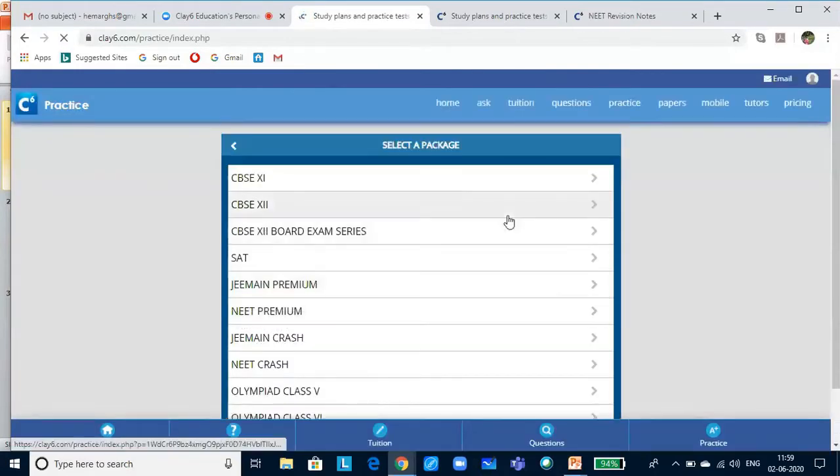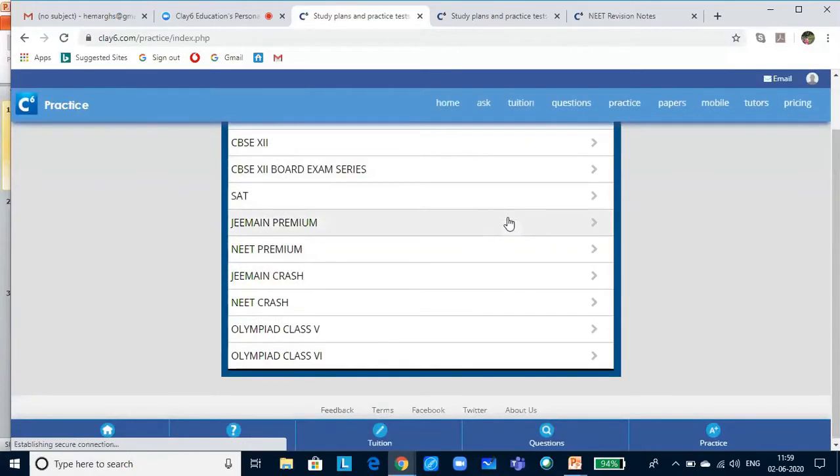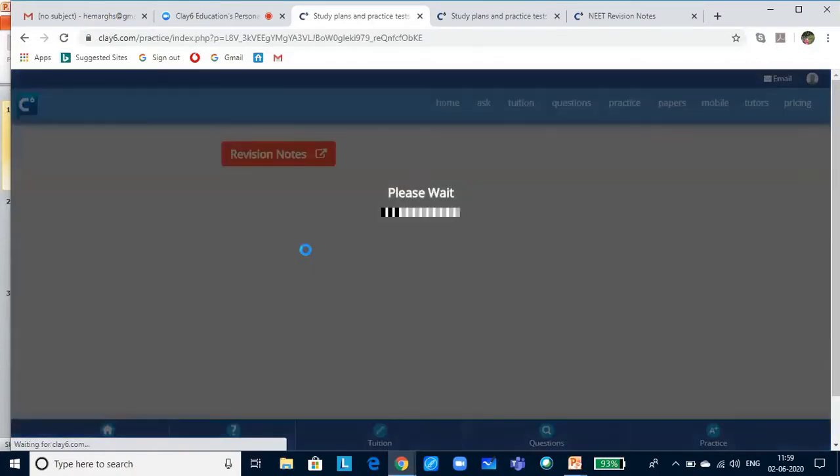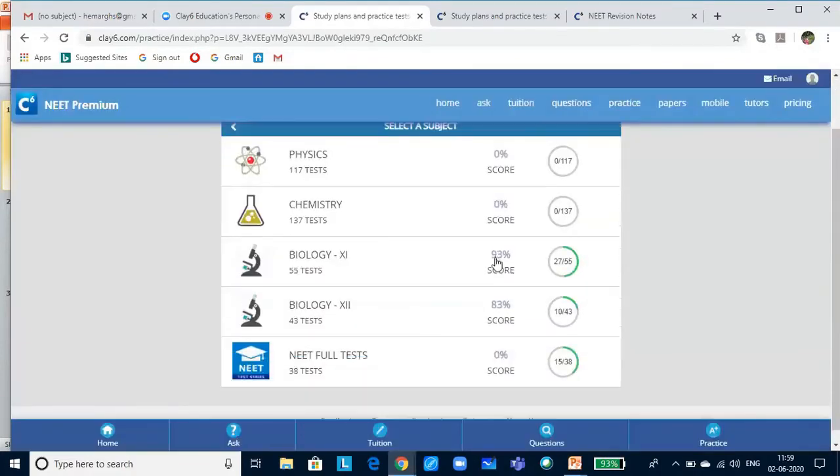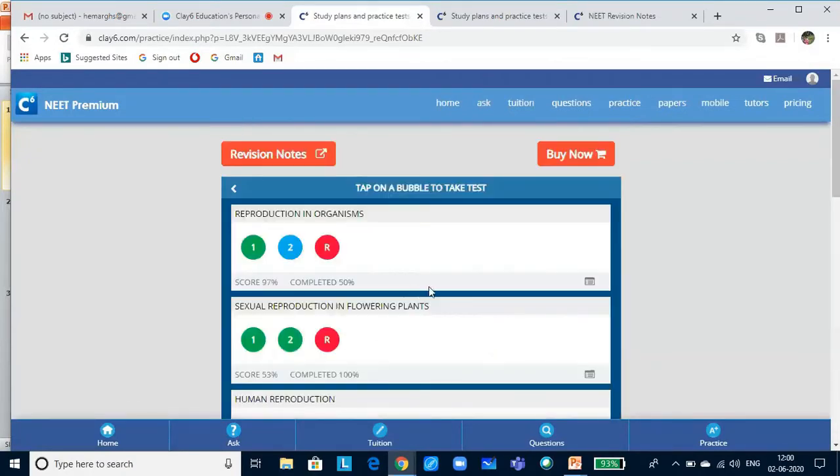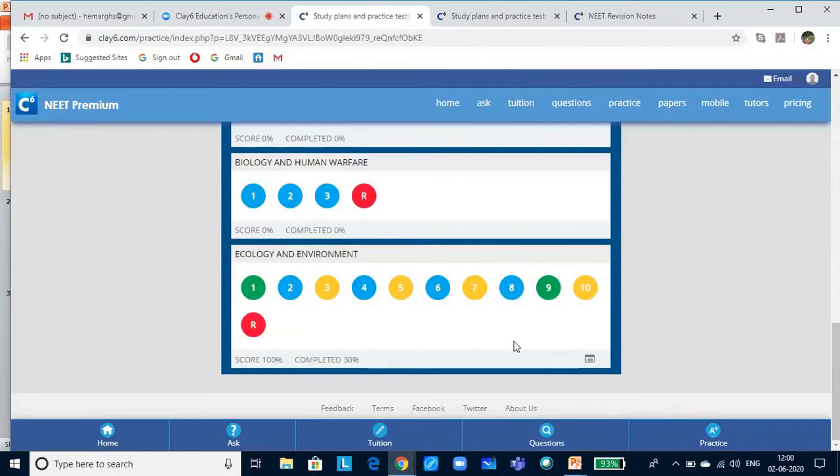You will see a lot of packages and you can select the package you want. Since it's a NEET class, I'm going to select NEET Premium. And here you find a lot of chapter-wise tests in physics, chemistry, biology, and NEET full-term tests. Since we are doing biology 12th, let me open this.